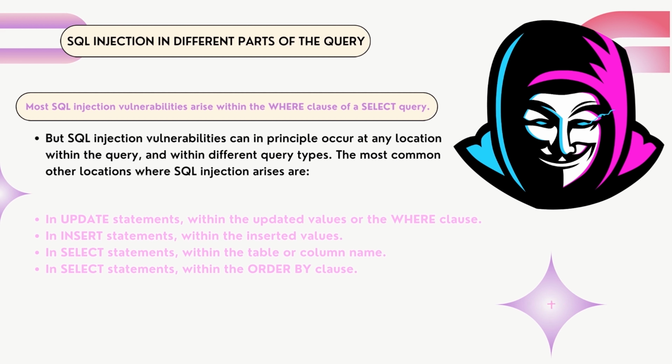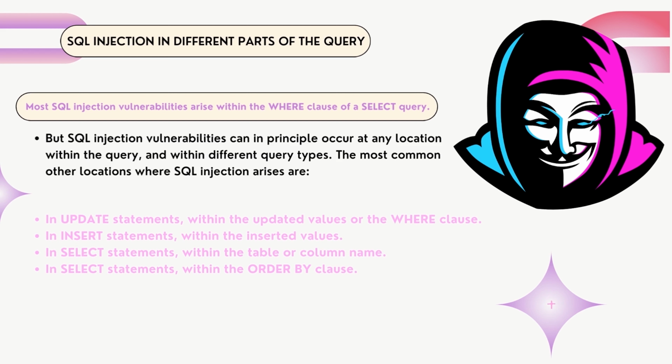Then comes insert statements, within the inserted values. So in an insert statement, the inserted values can be vulnerable to SQL injection attacks. For example, an attacker could inject malicious code into the inserted values to add malicious data to the database. Then comes select statements, within the table or column name. So in these statements, the table or column name can be vulnerable to SQL injection attacks. For example, an attacker could inject malicious code into the table or column name to access data that they are not supposed to have access to.